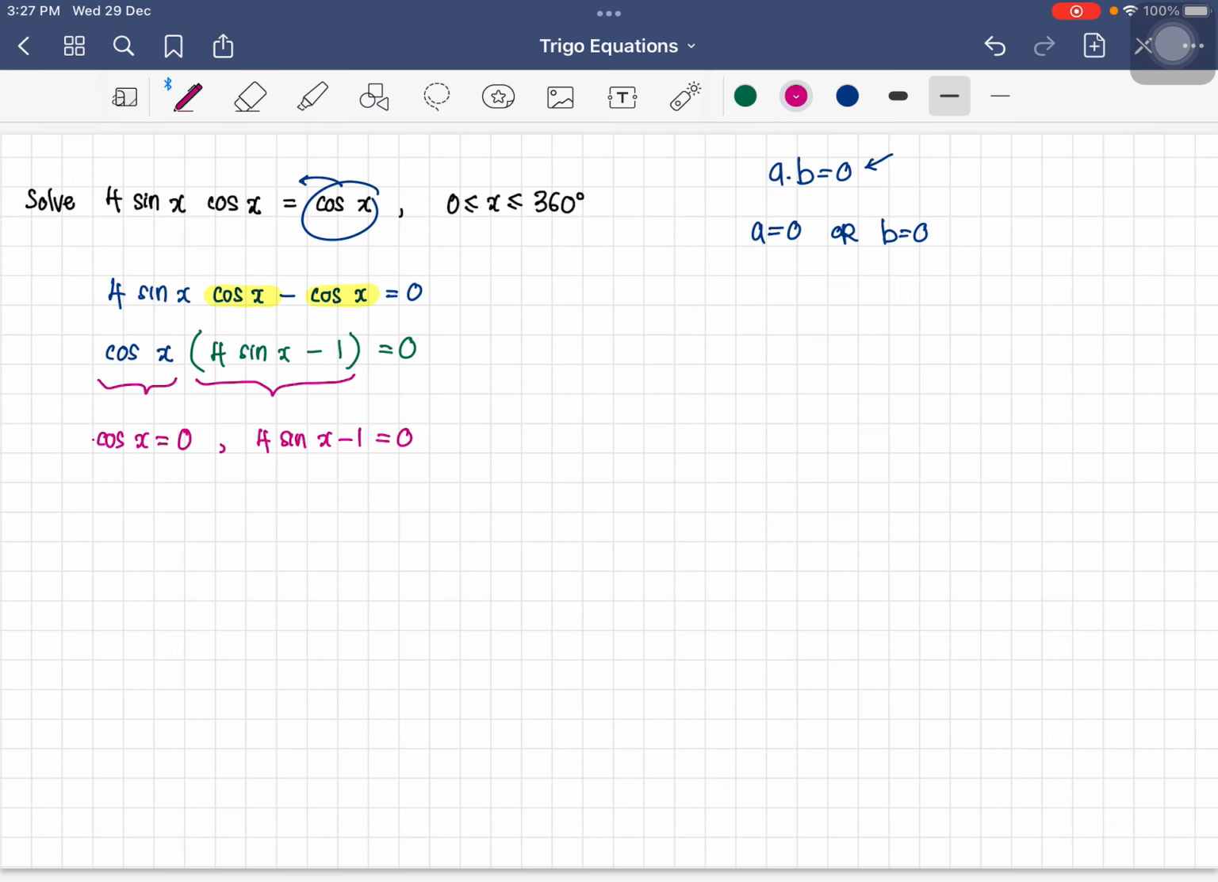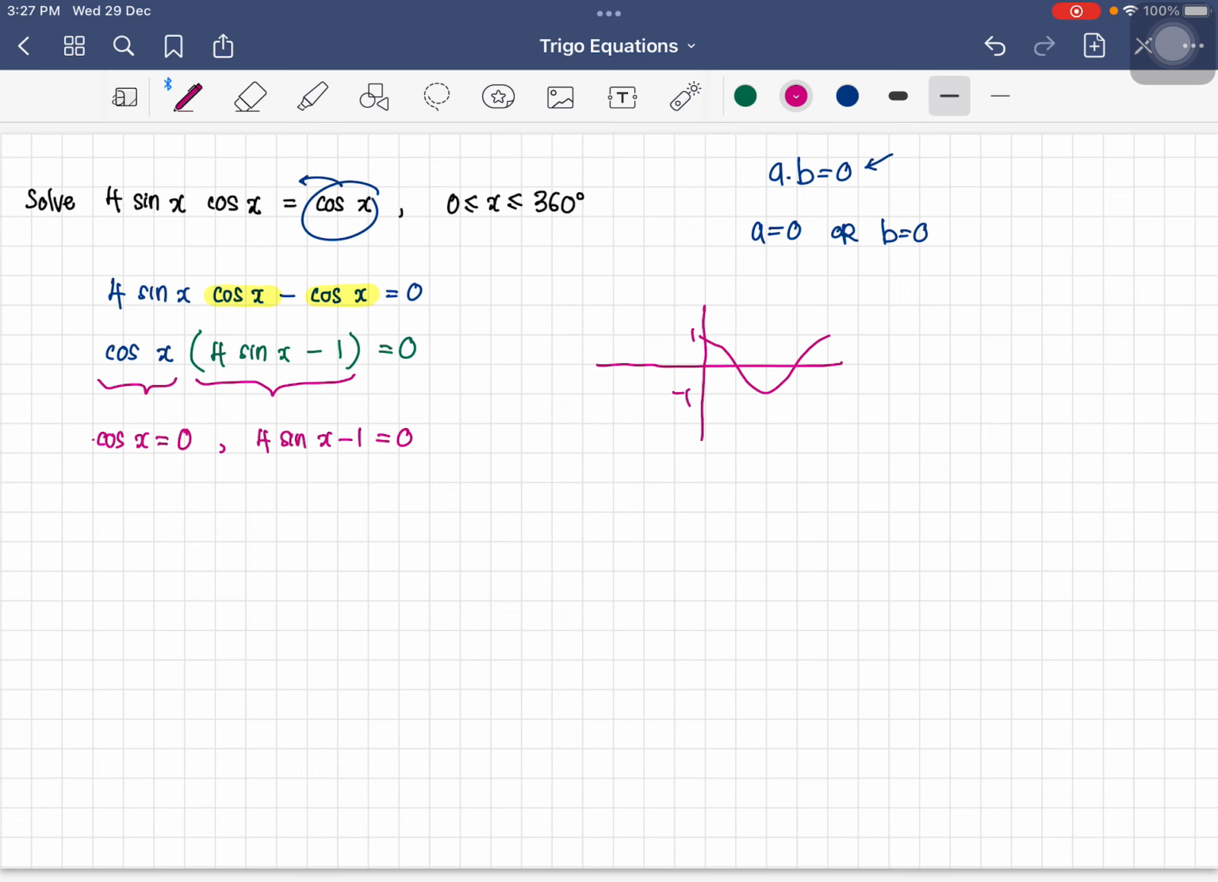Solving this one, let's recall the graph for cos, where the values are 1, 0, -1. You just need to recall the graph for the cos, so it will be something like this.